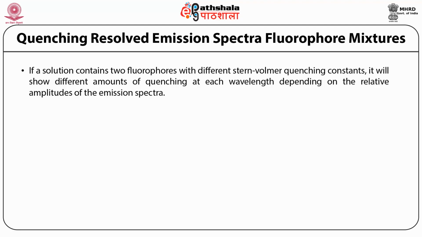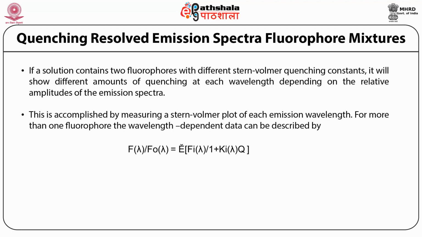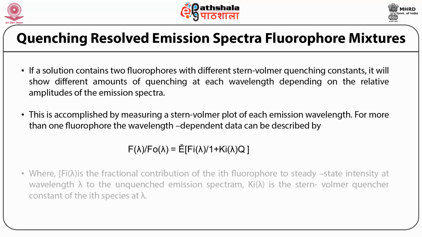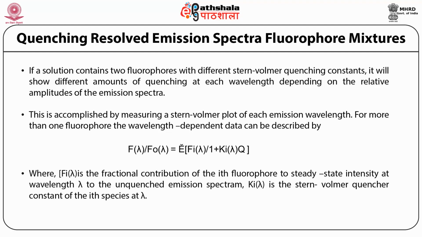That depends upon the amplitude of the emission spectra. This is accomplished by measuring a Stern-Volmer plot at each emission wavelength. For more than one fluorophore, the wavelength-dependent data can be described by the equation, where Fi is the fractional contribution of the ith fluorophore to the steady state intensity at wavelength lambda of the unquenched emission spectra, and Ki is the Stern-Volmer quenching constant of the ith species at wavelength lambda.